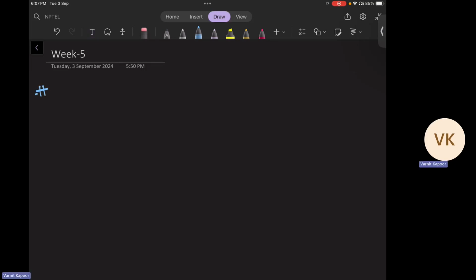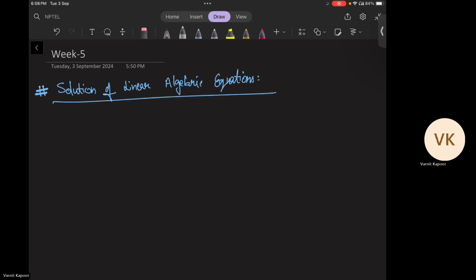So the heading is solution of linear algebraic equations. I hope whatever I'm writing on the screen is visible. Okay. Now, solution of linear algebraic equation.